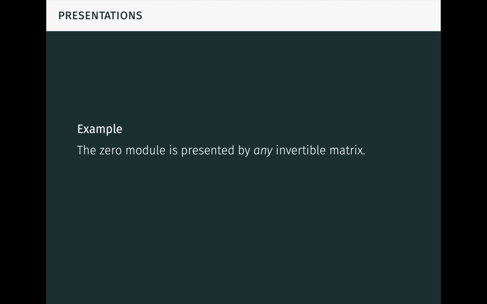As another example, observe that the 0 module is presented by any invertible matrix of any size. While trivial, this example shows that presentations are not at all unique. Different generators and relations may present the same or isomorphic modules.